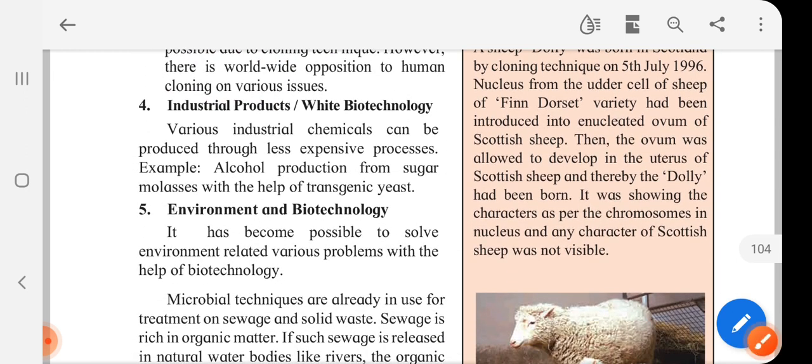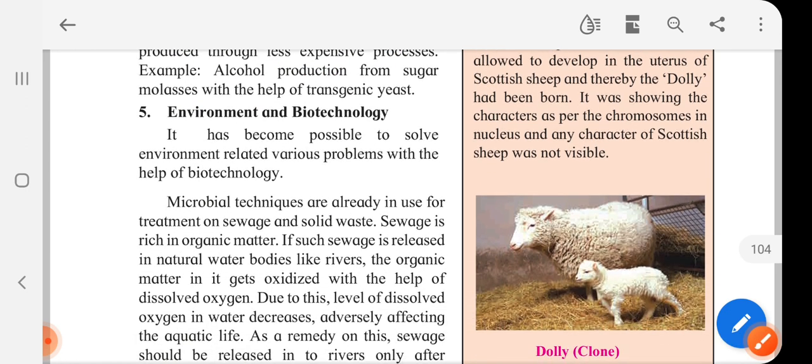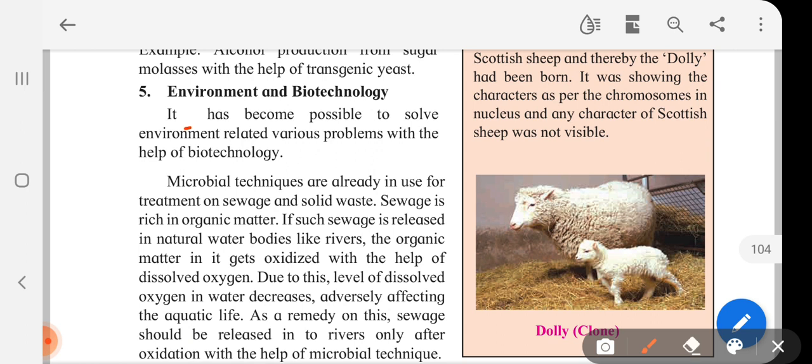Industrial products or white biotechnology. Various industrial chemicals can be produced by less expensive processes. Example, alcohol production from sugar molasses with the help of transgenic yeast. It has become possible to solve various environment-related problems with the help of biotechnology. Microbial techniques are already in use for treatment of sewage and solid waste.